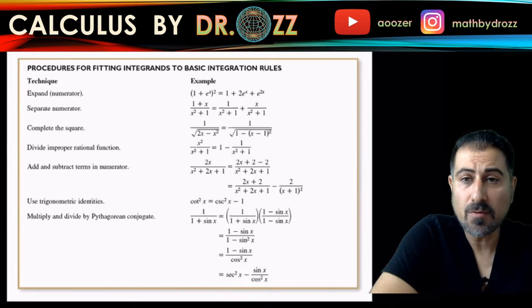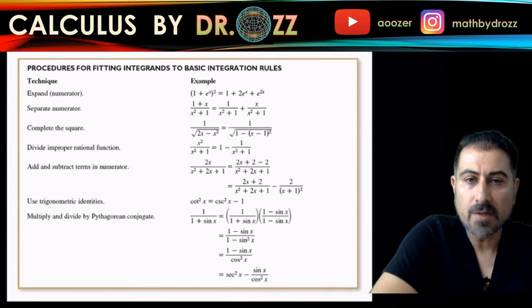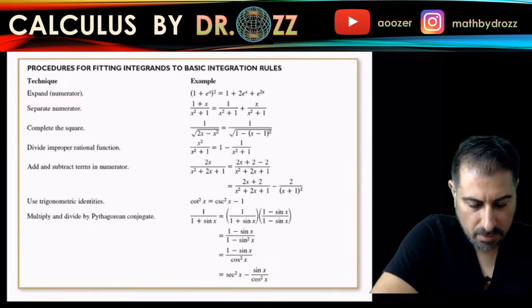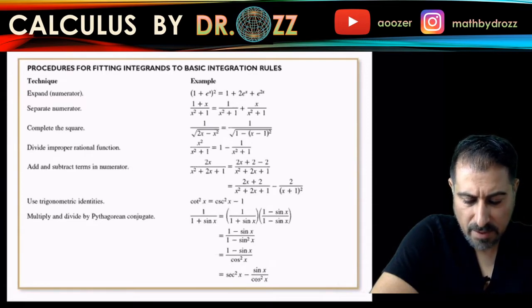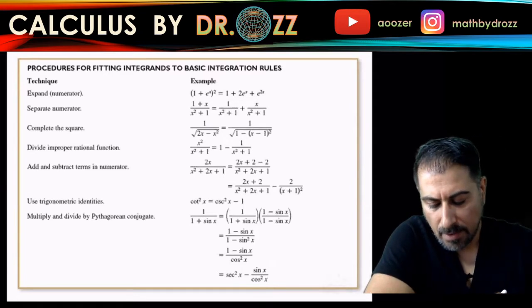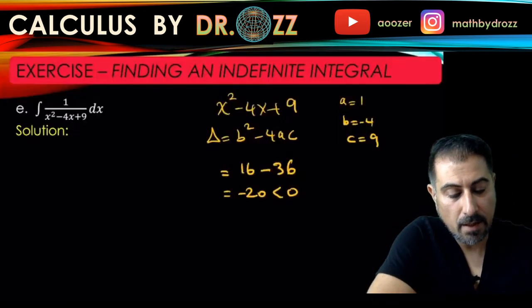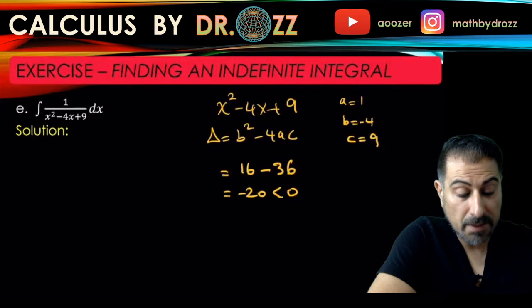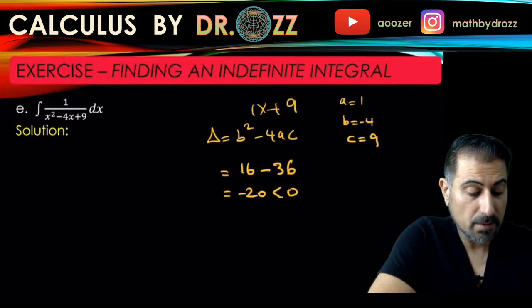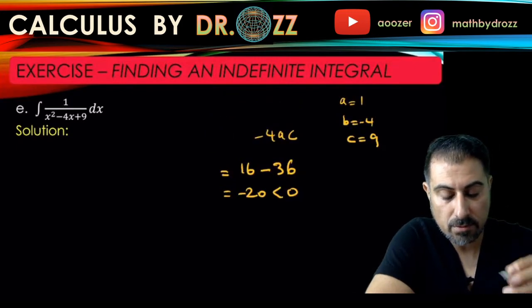So your last resort here to simplify the bottom is maybe completing the square. That could be one way to go since we can't factor it, right? Adding and subtracting would not help because there's only a constant at the top. I think the only option here is completing the square. So let's try that out.